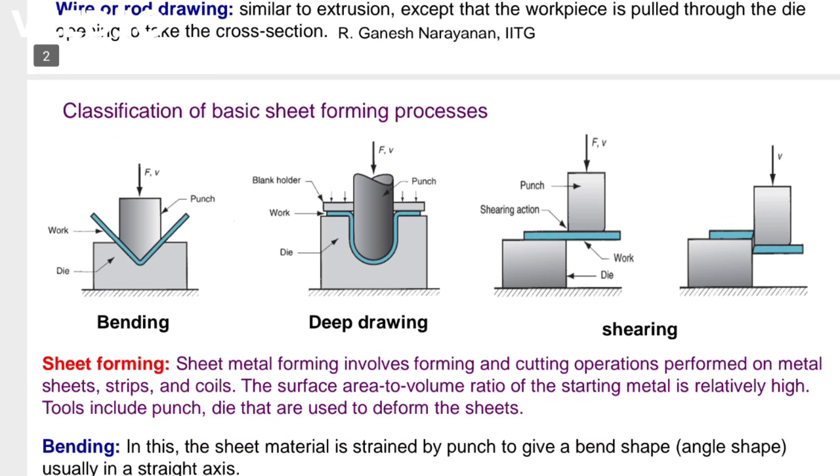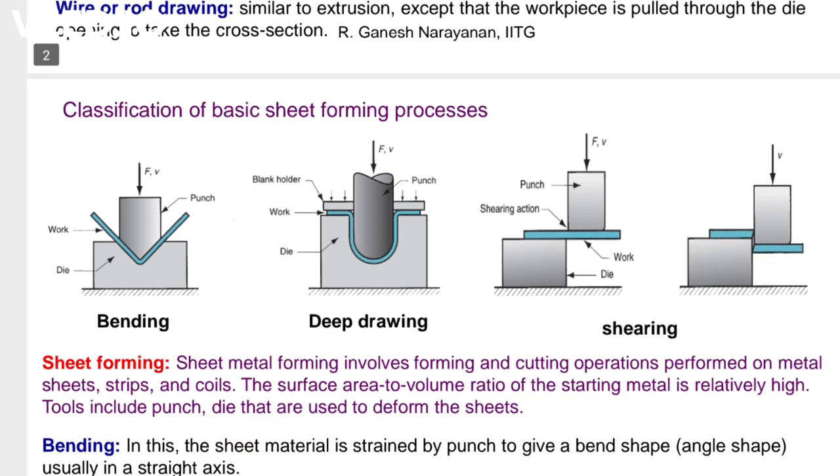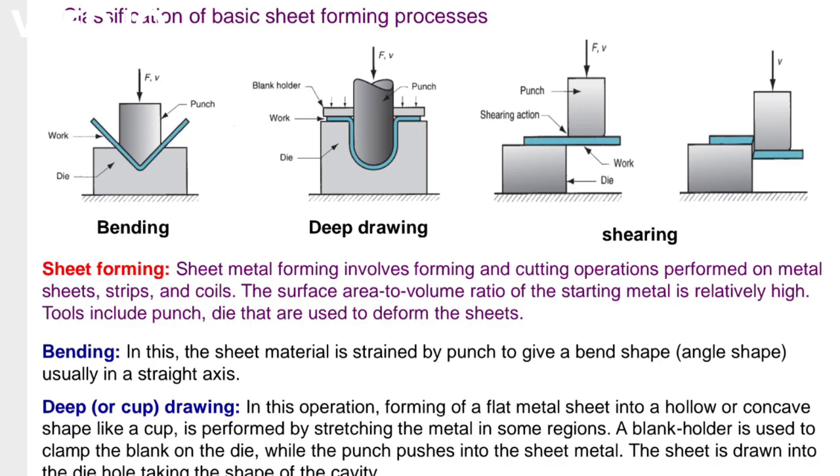Classification of basic sheet forming processes. Bending. The workpiece is given in the figure, the punch is given in the figure, the bending die is given, and the process is shown in the figure. Deep drawing. Blank holder, workpiece, die, and force F are given with velocity V. The punch is pressed against the die. It is called deep drawing.